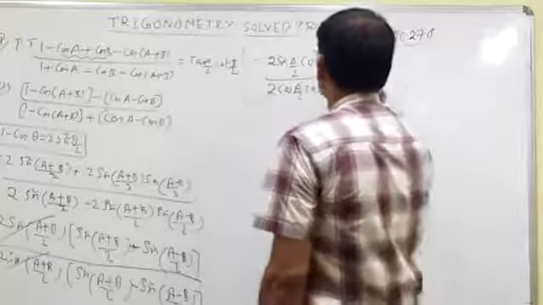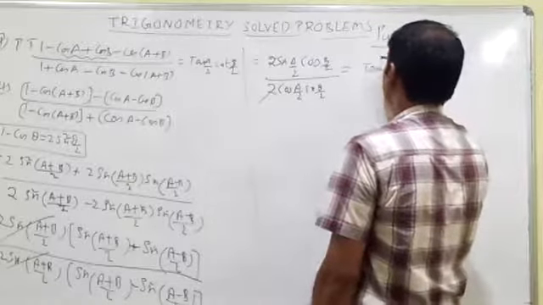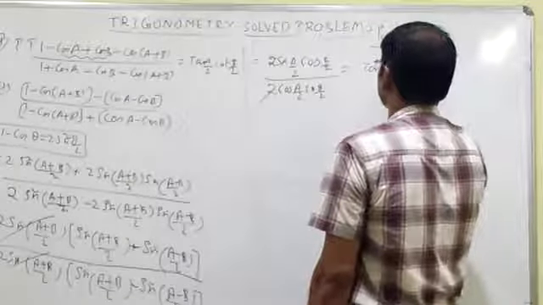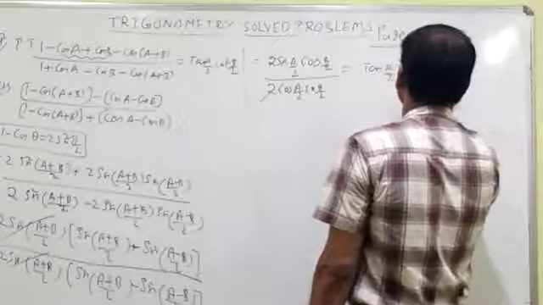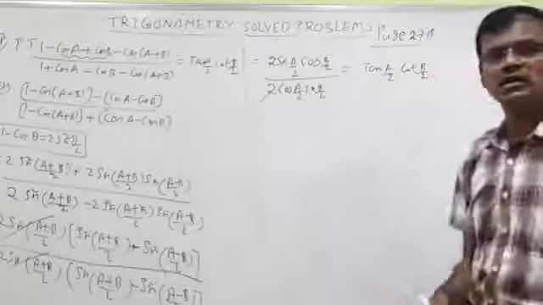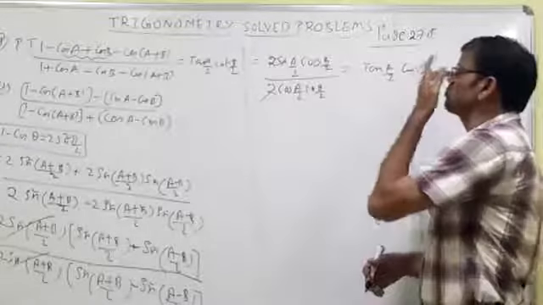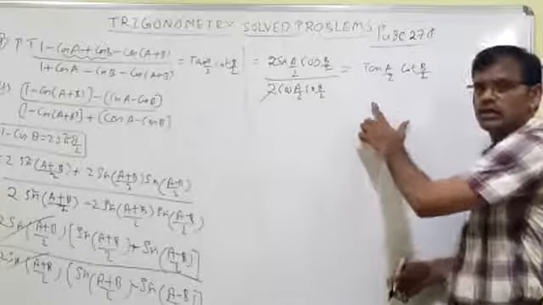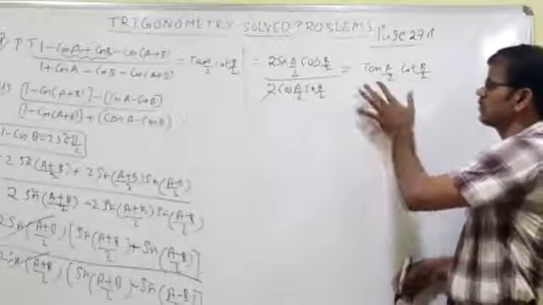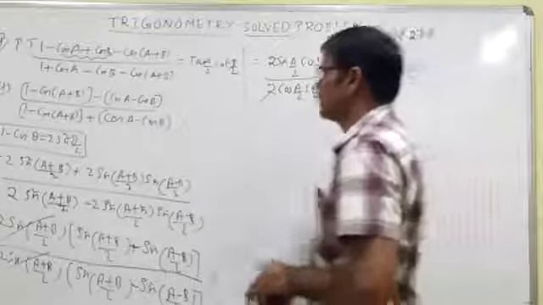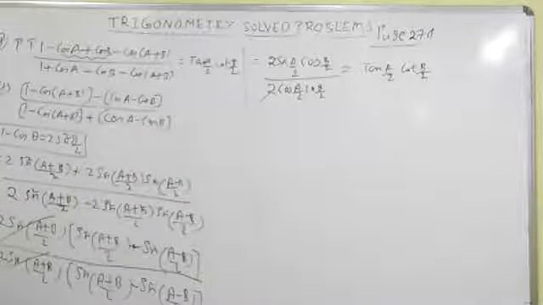2 gets cancelled. Now sin A by 2 by cos A by 2 is tan A by 2 into cos B by 2 by sin B by 2 is cot B by 2. Because sin theta by cos theta is tan theta and cos theta by sin theta is cot theta. In our objective material, they given as tan A by 2 by tan B by 2, because cot B by 2 can be written as 1 by tan B by 2. In our material, the formula is like this, tan A by 2 by tan B by 2. It is an objective sum.